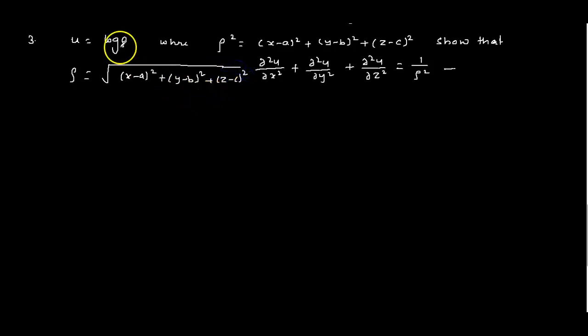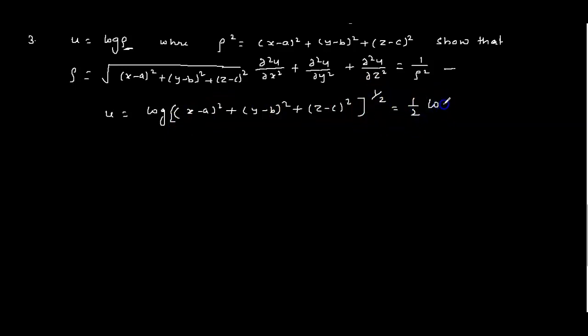So now we will substitute the value of rho. u becomes log of x minus a whole square plus y minus b whole square plus z minus c whole square, whole to the power of 1 by 2, which we can also write as 1 by 2 log of x minus a whole square plus y minus b whole square plus z minus c whole square.